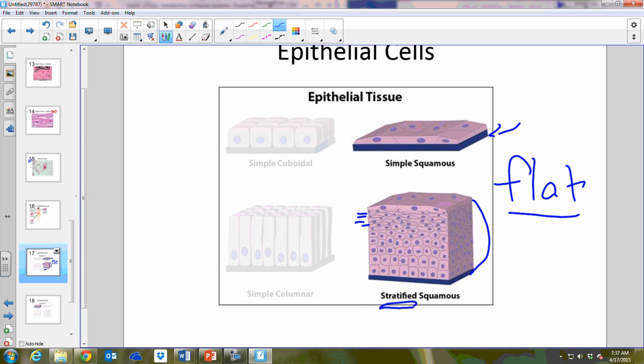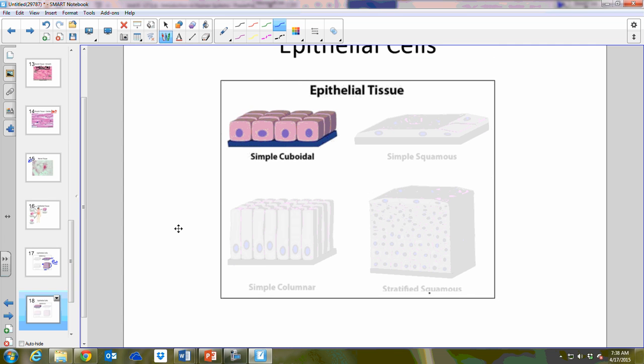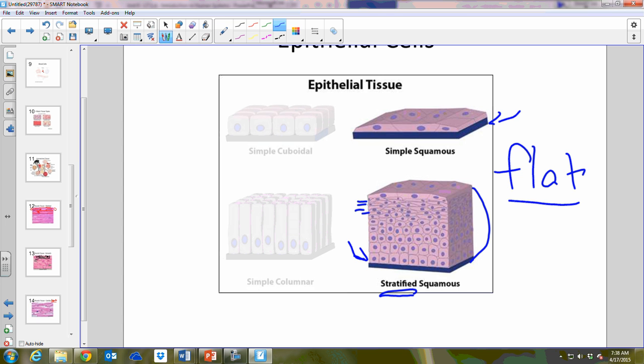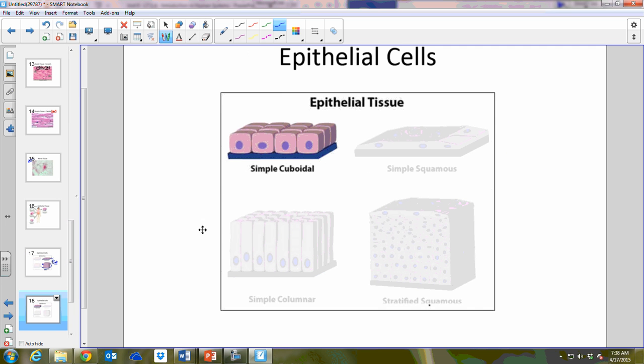And then here is just simple, which means simple means one. So there's just a single layer. Here you have cuboidal cells, and cuboidal cells usually support. And so like back here on the squamous, you see here at the bottom, these cuboidal cells at the bottom are supporting. So very similar. You can have stratified cuboidal, or as in this picture here, simple cuboidal.